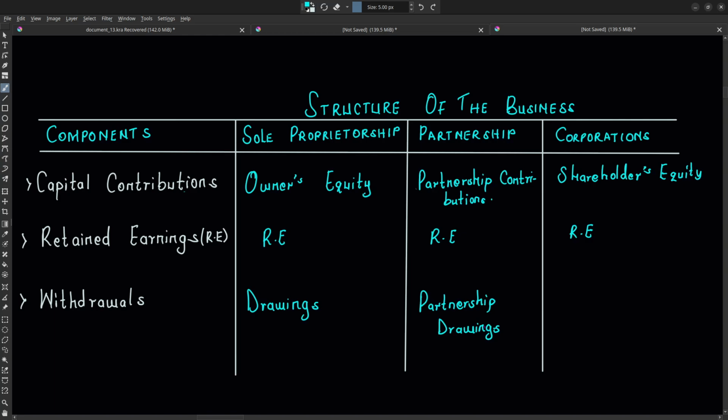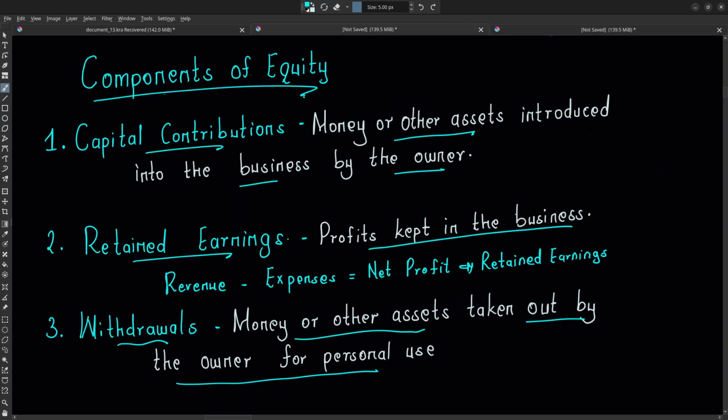And then for corporations, we call these dividends. Commonly, for listed companies, there is usually an amount of money that is paid to the shareholders at the end of the year after the annual audit and the AGM. Then they decide, this is what we have, and we are going to pay the shareholders dividends. So this is what is paid for corporations. Those are the three main components of equity.